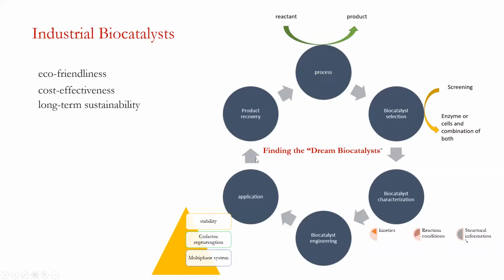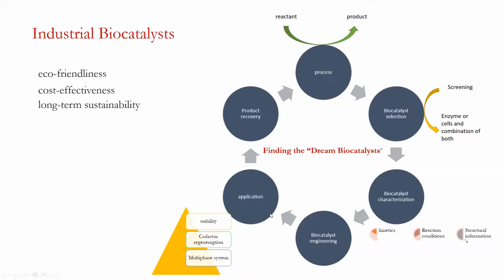Once your application is done, you go for product recovery. So this is the process of industrial biocatalysis, where you first go for isolation of novel biocatalysts for the industrial process. Next, you go for metagenomics if you are interested in biocatalyst engineering, or you can go for the classical way of finding, like classical screening, and then biocatalyst characterization, then the reaction conditions in which it works best, like changing the pH, temperature, and salt concentration. Once you have the structural information, you can go for biocatalyst engineering, and then for the application. This is the way industrial biocatalysts play an important role, because they are eco-friendly, cost-effective, and have long-term sustainability.